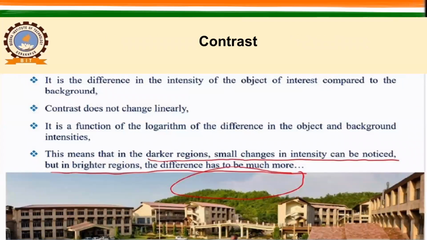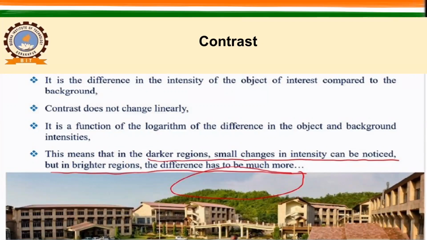So what do you mean by contrast? Contrast से आप क्या समझते हैं? Contrast is the difference in the intensity of the object of interest compared to the background. Always we say that this is very bright. And why do we say it is very bright? Because the background is very dark. If the background is also very bright, then you will not find that brightness in your target. So there is a change in intensity with respect to the background, and only then does this contrast concept come into the picture. Contrast does not change linearly.